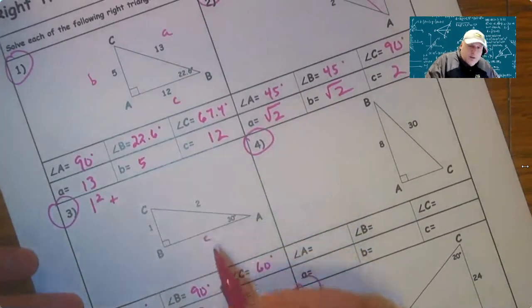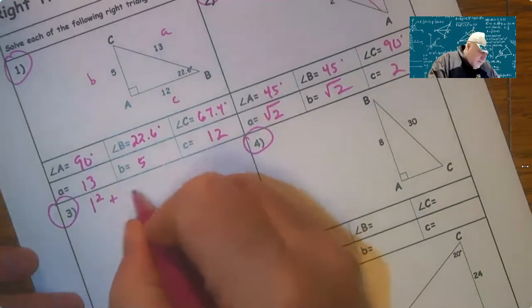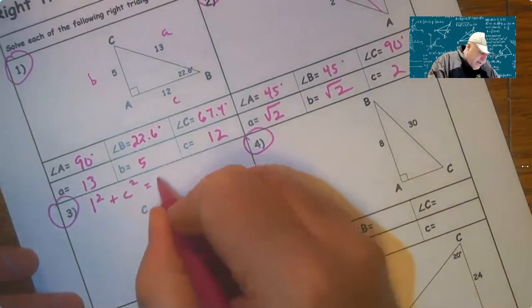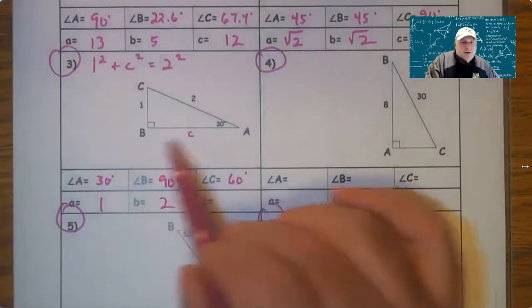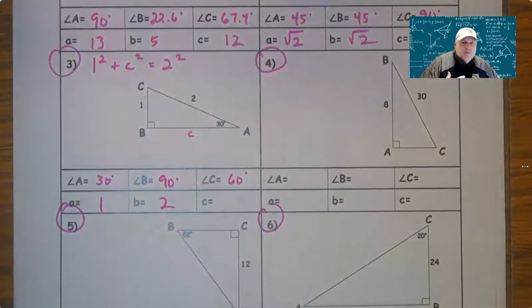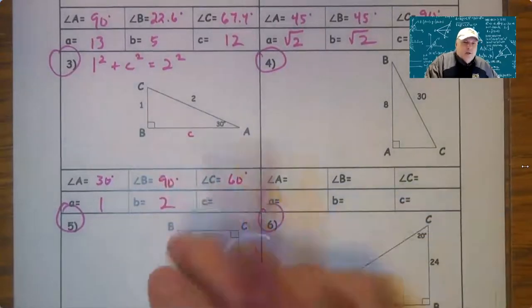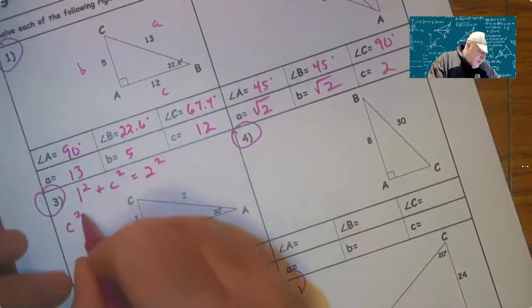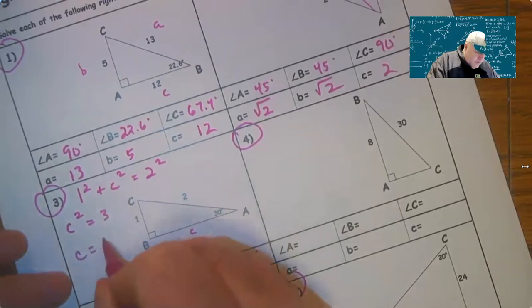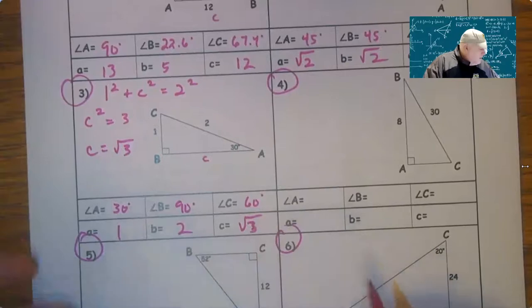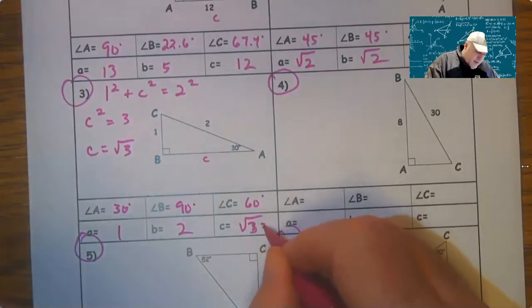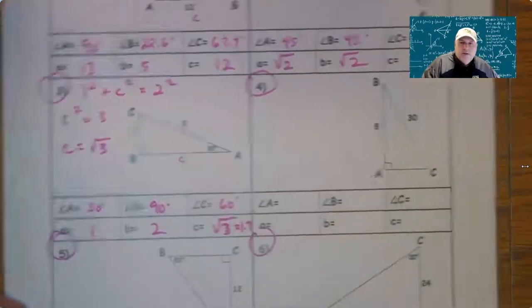I'll call this side lowercase c. So you see how it's not a squared plus b squared equals c squared. You trace the right angle. So the sum of the legs squared equals the hypotenuse squared. That's what's going on. But just trace the right angle, then you'll see. So c squared is going to equal 3. So c is the square root of 3, which you can write, or you can decimalize as 1.7, either way.